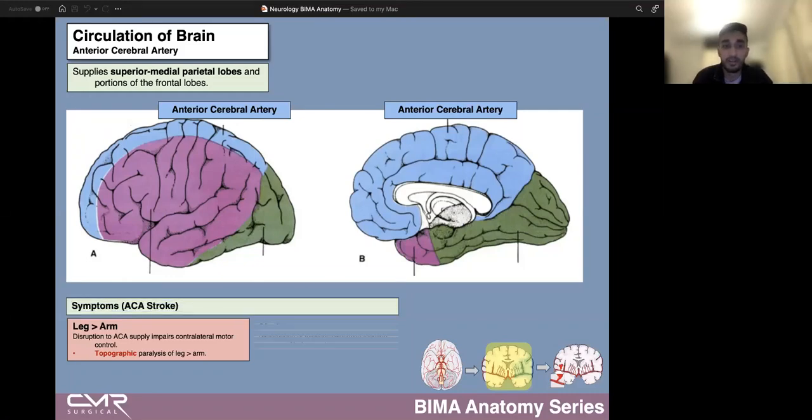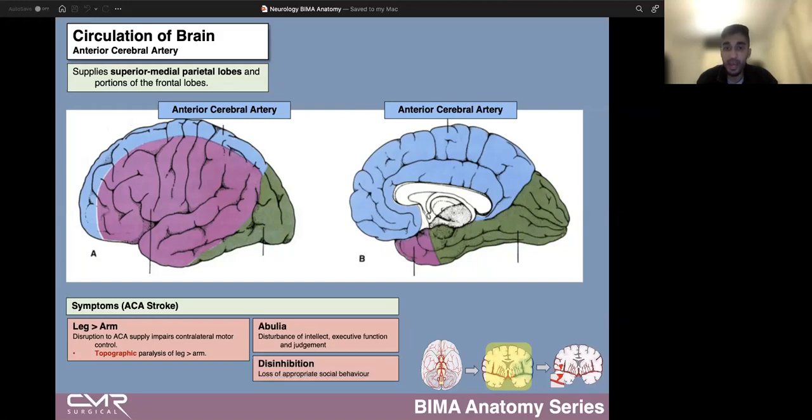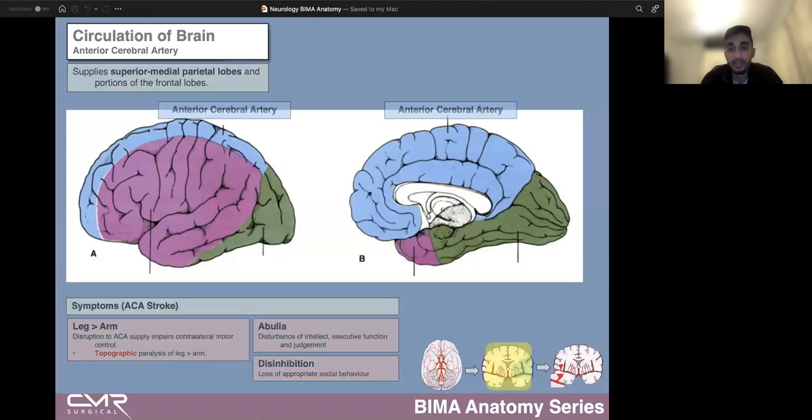Other symptoms include abulia. Abulia is a disturbance of intellect, executive function and judgment. This corresponds to the main function of the frontal lobe, which is being lost. And there is disinhibition and loss of appropriate social behavior. That's also seen in frontotemporal dementia as well, because the frontotemporal lobes are responsible for appropriate social behavior. So the patient with this type of stroke will act quite socially inappropriately in certain circumstances.